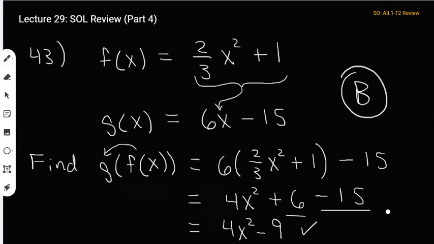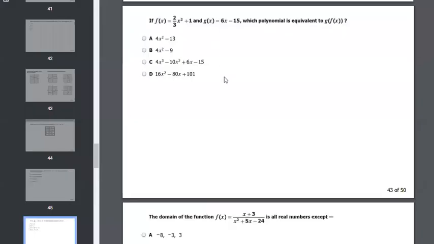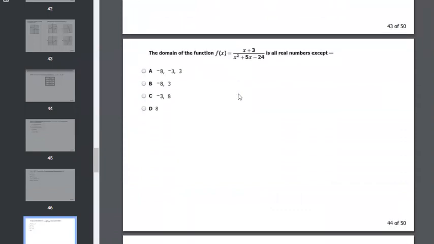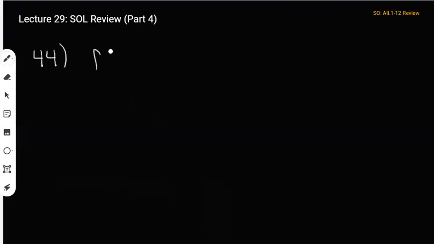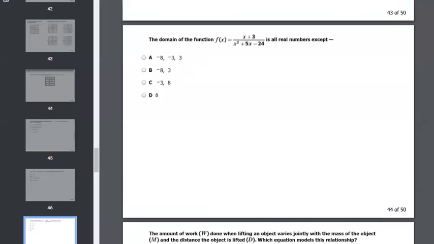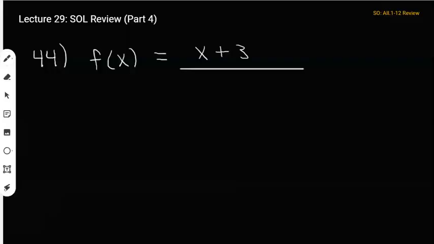Okay, let's look at 44. It is going to give us a function, and it asks for the domain. So let's write this function down first. f of x is going to be equal to x plus 3, and everything is going to be divided by the denominator, which is x squared plus 5x minus 24.